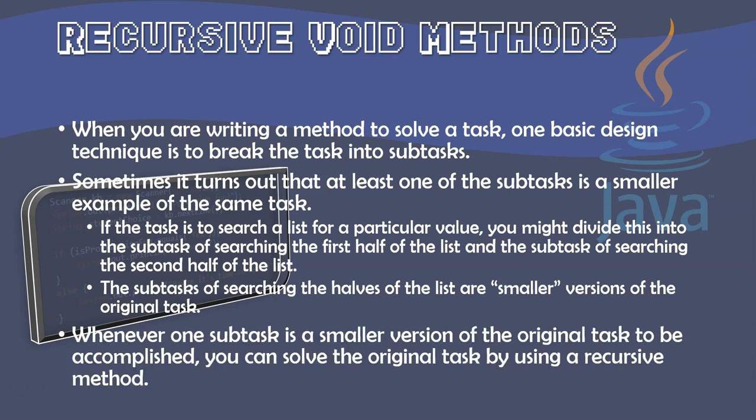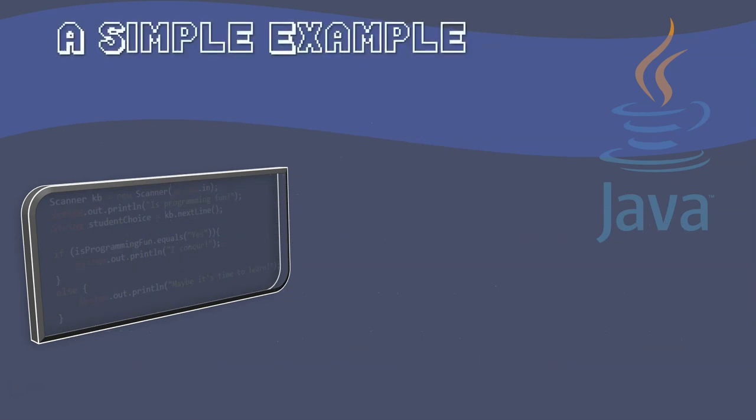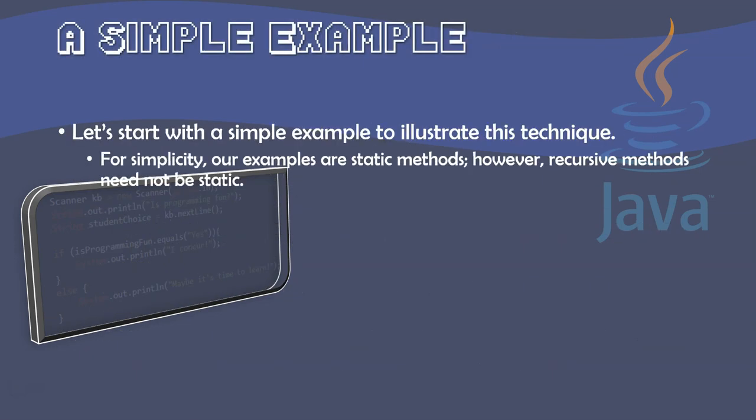And whenever one task is a smaller version of the original task to be accomplished, you can solve the original version by using a recursive method. So let's look at this through a simple example. And the best way to do this is to look at this with a static method. All right? And of course, one thing to understand is that recursive methods don't have to be static.